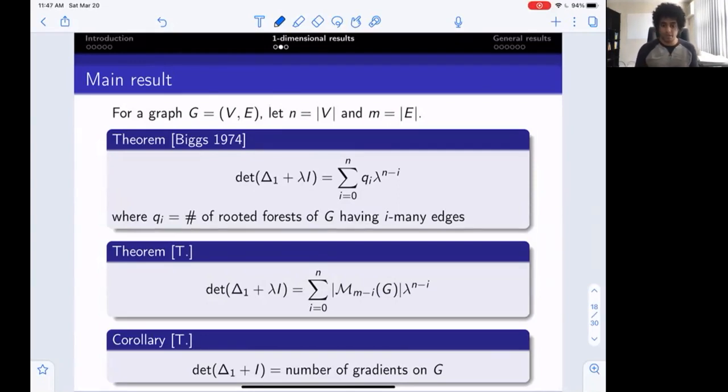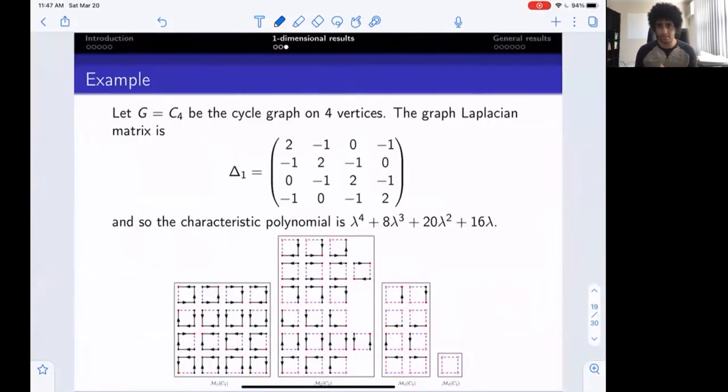So I will end the one-dimensional stuff by pausing on the slide here, which has this done out for a cycle graph. Here's the graph Laplacian for it. Here's the corresponding characteristic polynomial. And on the bottom, I wrote out every single gradient you can have on the cycle graph. So if anyone has any questions, I will pause momentarily.